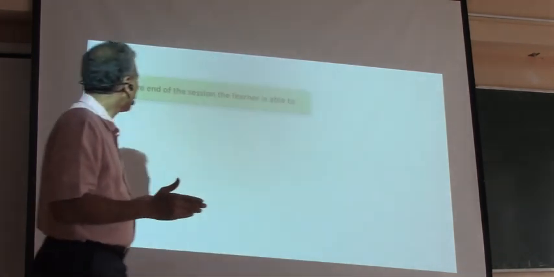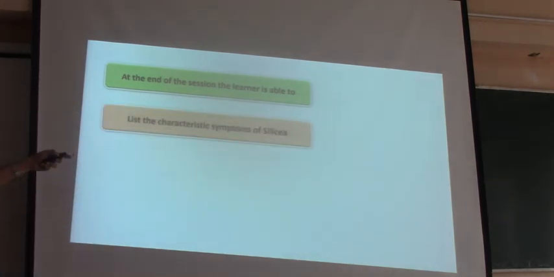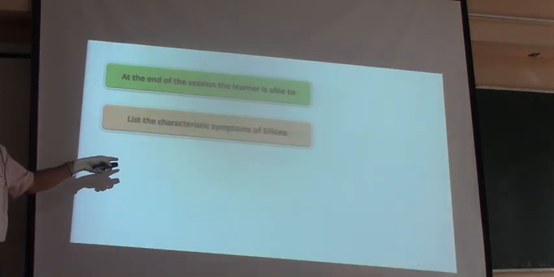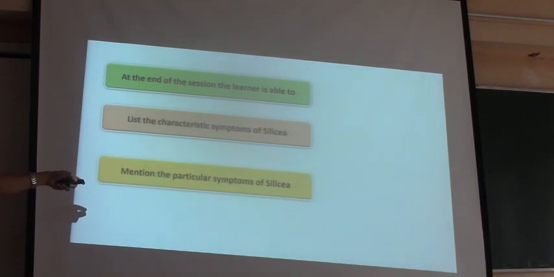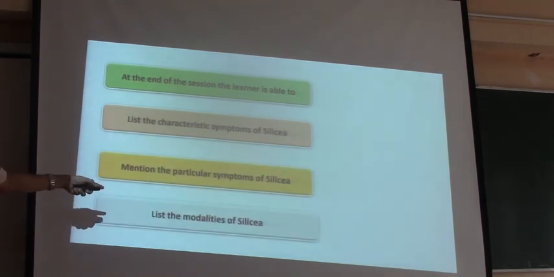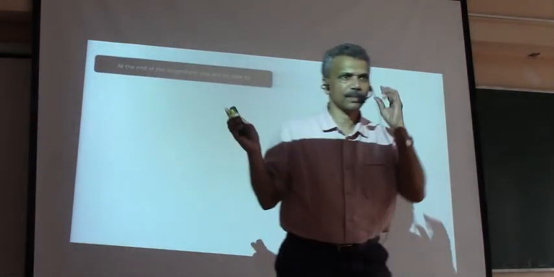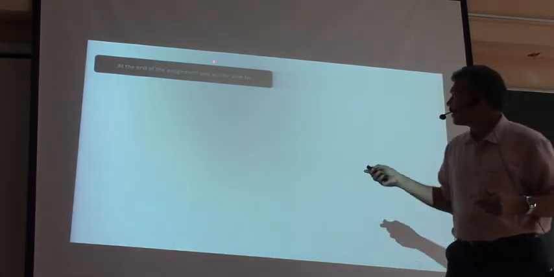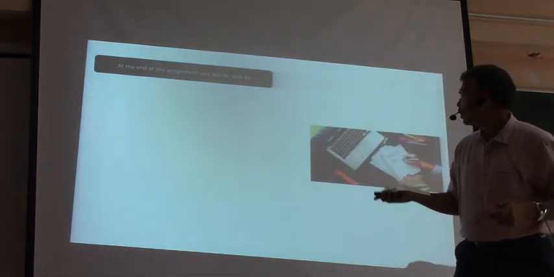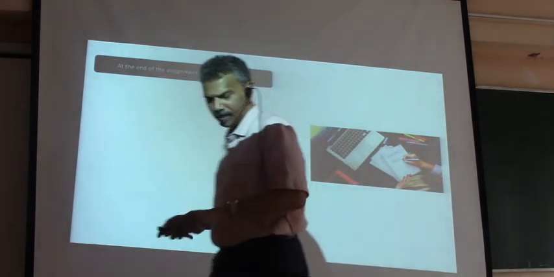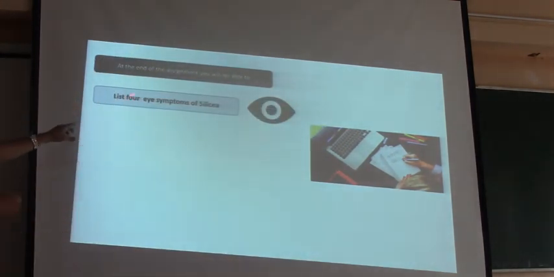Okay. So at the end of the session, are you clear with my objectives? We spoke of the characteristic symptoms. I told you particular symptoms. We have done the modalities, and you will have some assignments. Just make a note. At the end of the assignment, you will be able to. So this is the assignment part in Silicea. List 4 eye symptoms of Silicea.